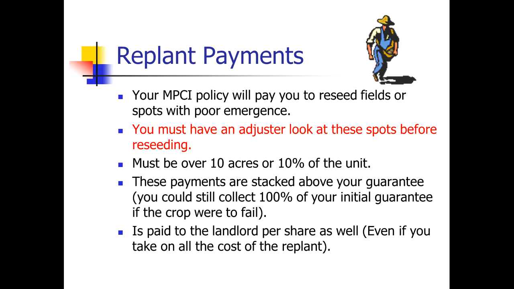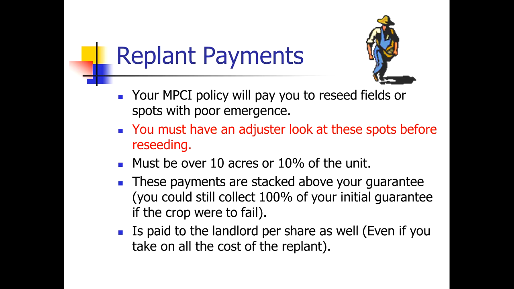So on to replant payments, this especially pertains to winter wheat, where we have a lot of patchy situations some years when part of the fields will winter kill out. Your multi-peril insurance will pay you to reseed fields or spots with poor emergence. You must have an adjuster look at these spots before reseeding, and they must be over 10 acres or 10% of the unit. The 10% part only applies if you have a little unit.